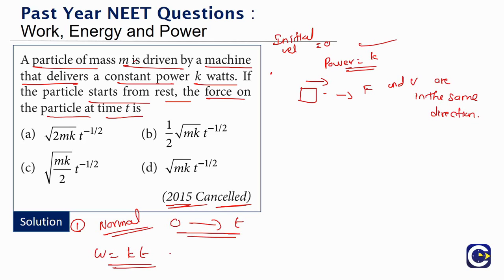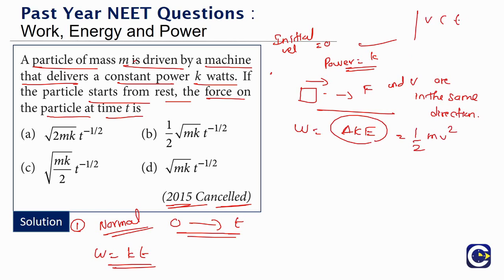The constant power is k, so the work done is k into t, right? Now, work done on this particle will result in what? There is no mention about the potential energy, so the work done on the particle will be equal to the change in kinetic energy, which means the final kinetic energy is half mv square. V is the velocity at time t.